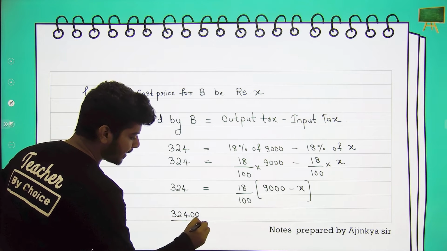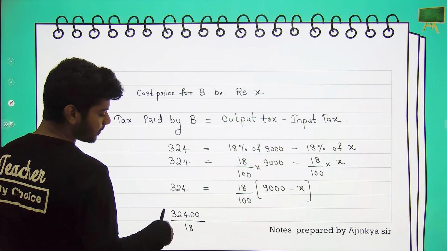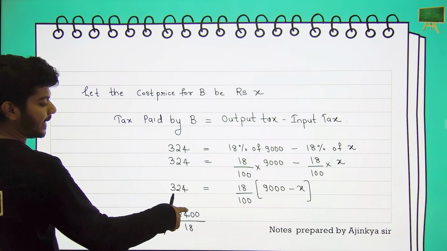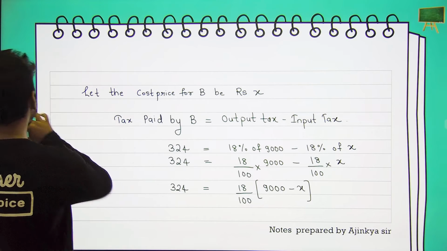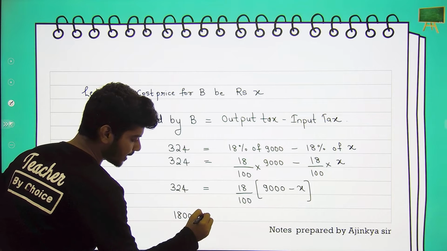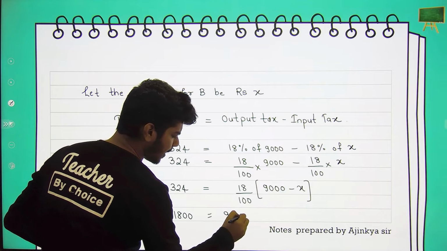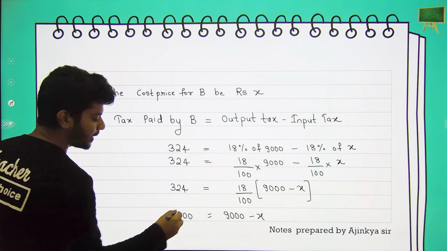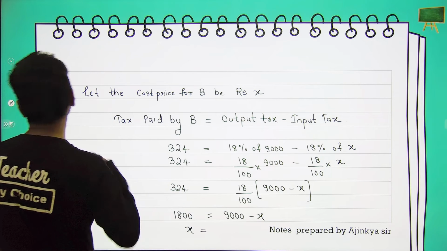32400 and then divided by 18. When I divide this, I will get 18 ones are 18, 18s are 1800 on the left side. So I'm directly writing this as 1800. This will give me 1800 on the left side, and on the right side I have 9,000 minus X. To get the value of X, from 9,000 we will subtract 1800.